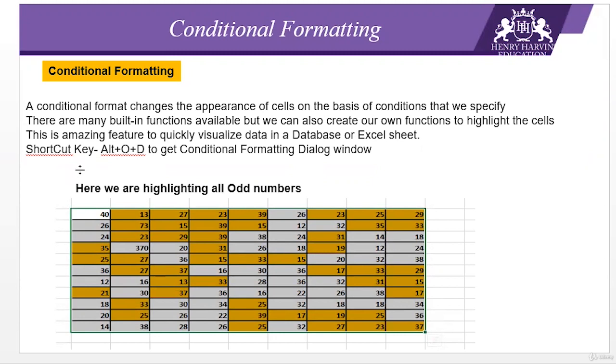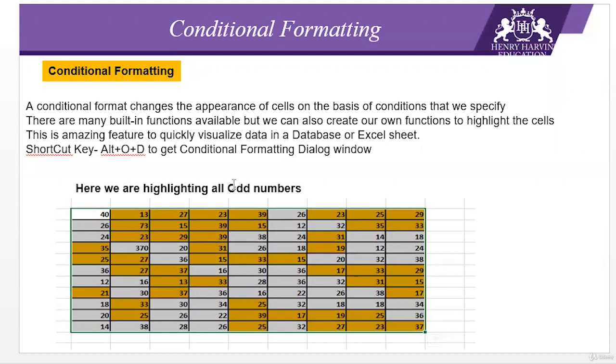Guys, today we will be covering conditional formatting. What is conditional formatting? Conditional formatting actually changes the appearance of the cells on the basis of a condition we specify. Look at the example below where we are highlighting all odd numbers. In this example, we have given some random values and we are highlighting all odd numbers, guys. So how can we achieve this, and how important is this feature in Excel?